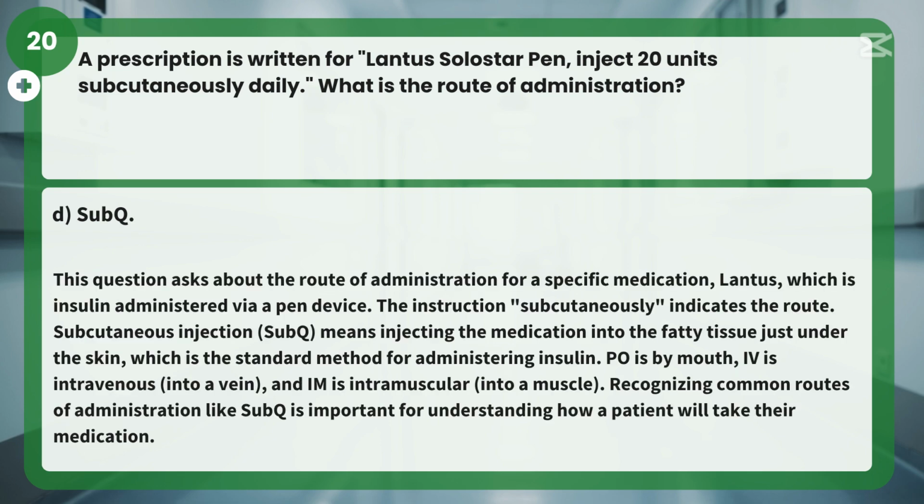Answer: D. Sub-Q. This question asks about the route of administration for a specific medication, Lantus, which is insulin administered via a pen device. The instruction subcutaneously indicates the route. Subcutaneous injection, sub-Q, means injecting the medication into the fatty tissue just under the skin, which is the standard method for administering insulin. PO is by mouth, IV is intravenous, into a vein, and IM is intramuscular, into a muscle. Recognizing common routes of administration like sub-Q is important for understanding how a patient will take their medication.